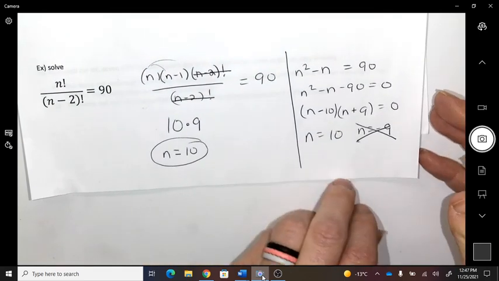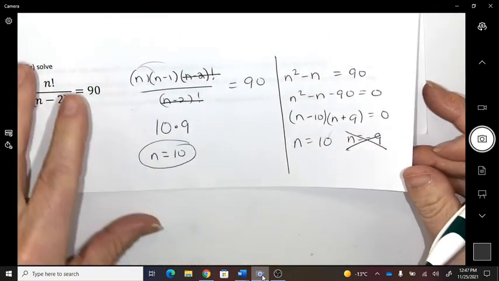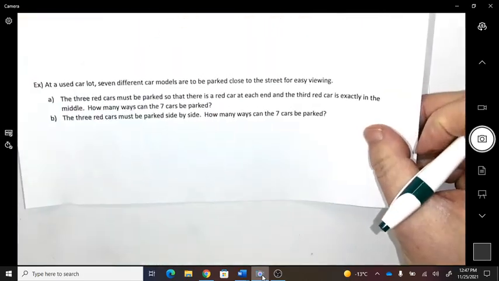Okay. Applied brain, pre-calc brain. That's it.